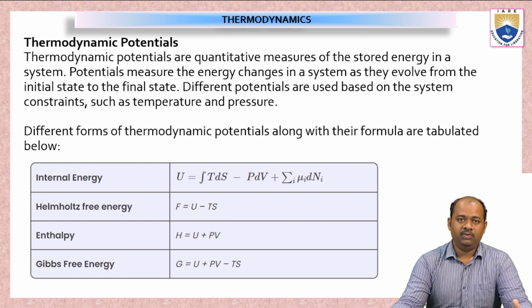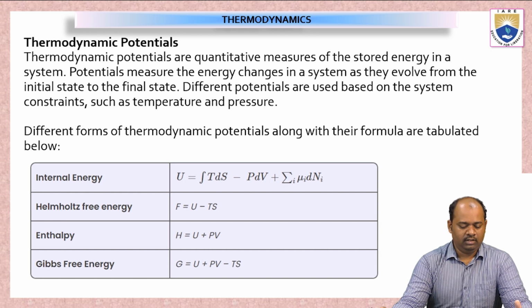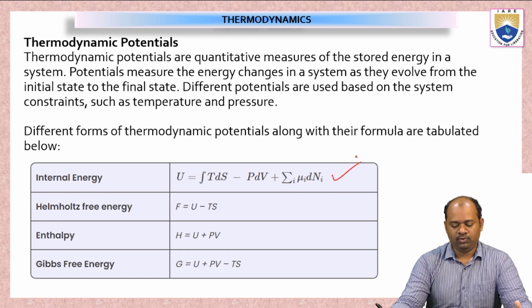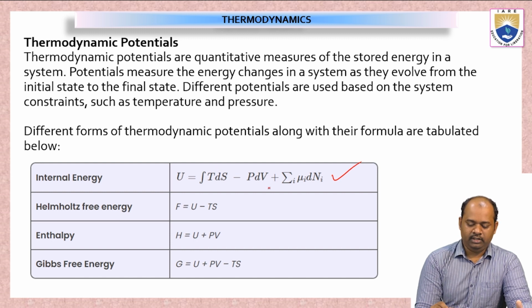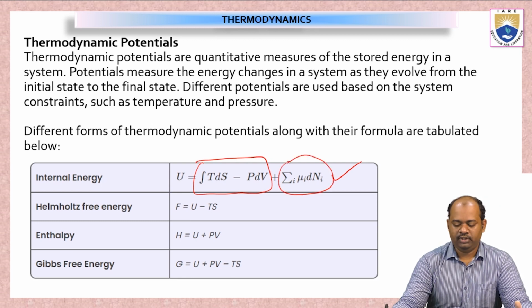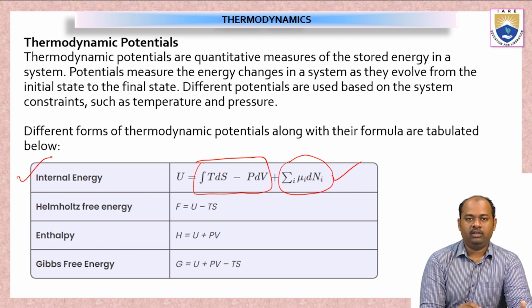Now, we'll see what are the different potentials that are available for any thermodynamic system. The first one is internal energy. The formula for internal energy is U is equal to T dS minus P dV, and an extra term is added, that is mu into dNi. Now, this is internal energy. This is one of the energy potentials of the system present in the body.